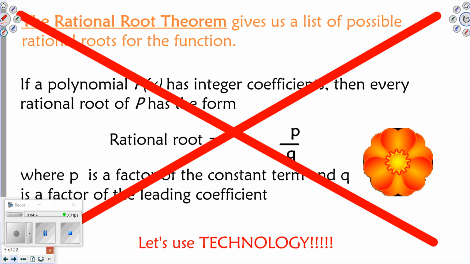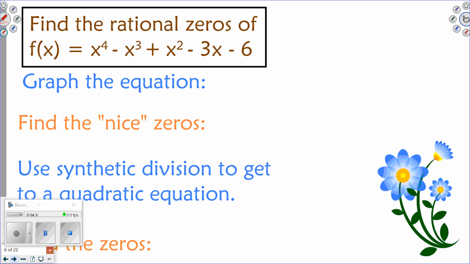Yeah, pretty much. All right, and I'll show you what that looks like in just a little bit, though. All right, so let's go ahead and find, it says the rational zeros, okay? On your test, it'll just say find the zeros. So finding the zeros means just find the answers. I want you to solve it. That's what it means. So first, we're going to graph it.